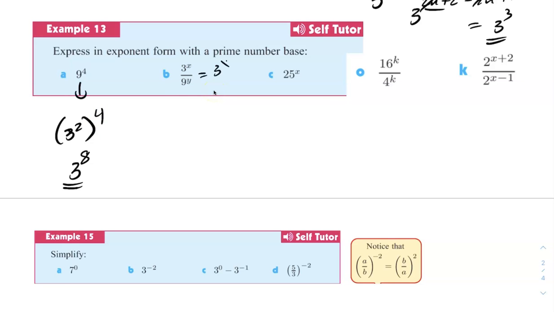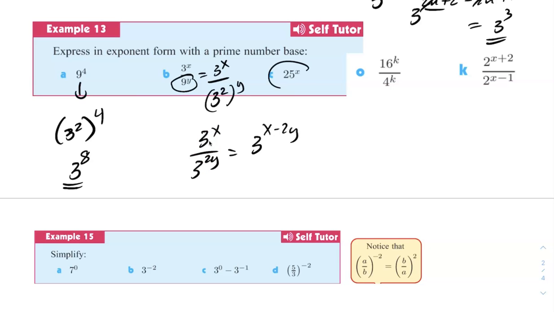Same thing here. So 3x is fine, 9x is not okay, that's not a prime, so make it 3 squared to the y, also known as 3x over 3 to the 2y. Remember, you multiply the powers, so 2 times y is just 2y. And now they have the same base, so you subtract. So it's going to be top minus bottom, x minus 2y.